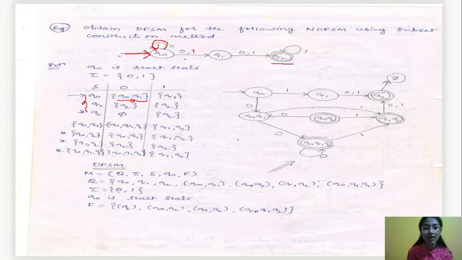And for 1, we need to consider both the values, for Q0 and also for Q1. For Q0, 1 is moving from Q0 to Q1, and from Q1 we have to consider the input value 1 moving to Q2, from Q1 to Q2. These are the values.